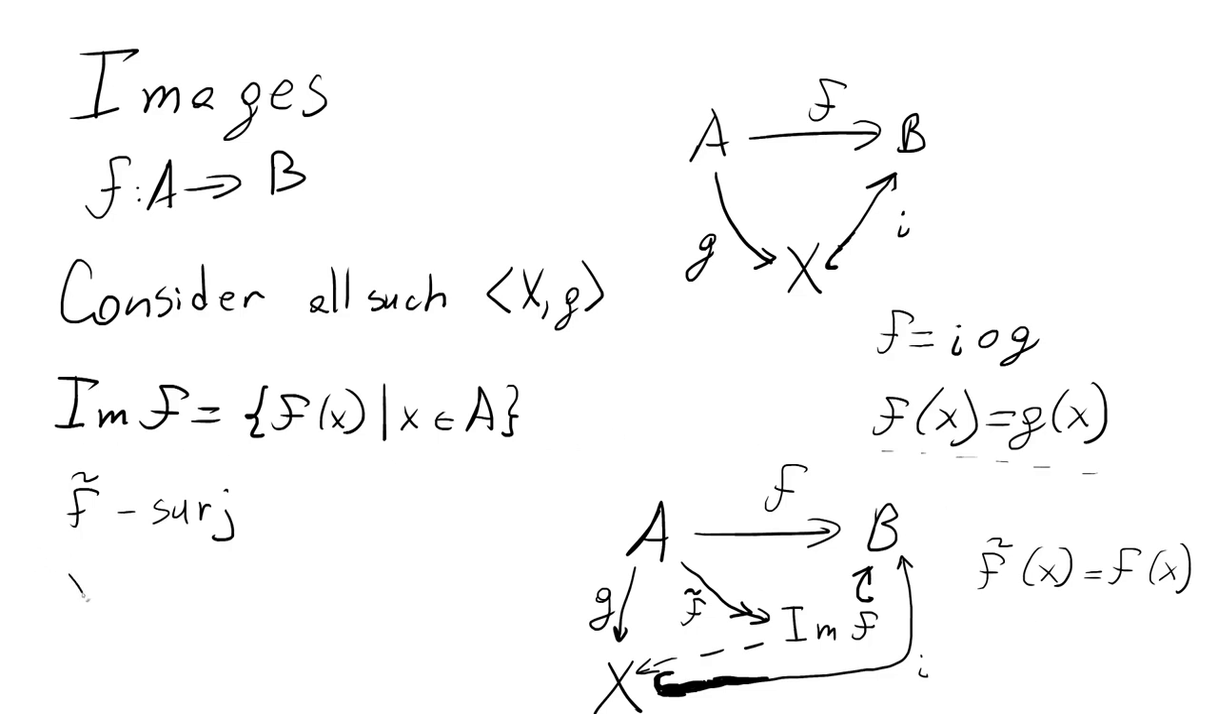Suppose Y is in the image of F, then by definition of image, there exists an X such that F of X equals Y, and that same thing equals F tilde of X. So F tilde is surjective.